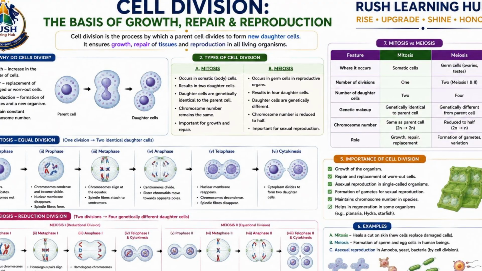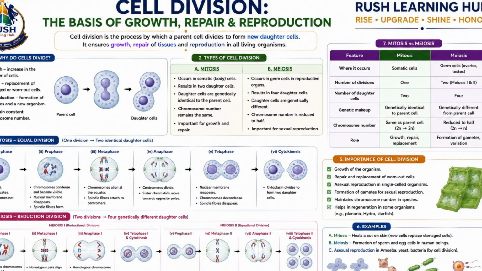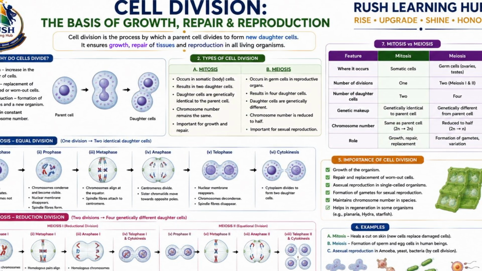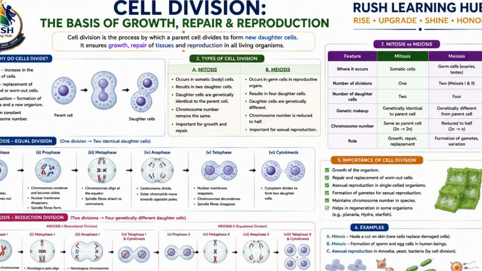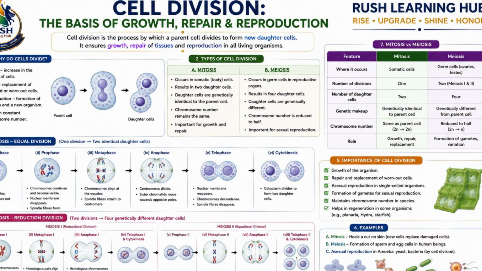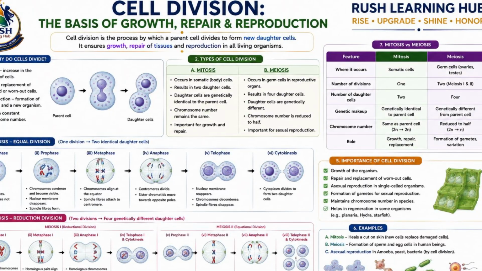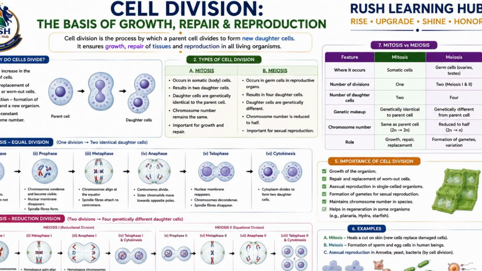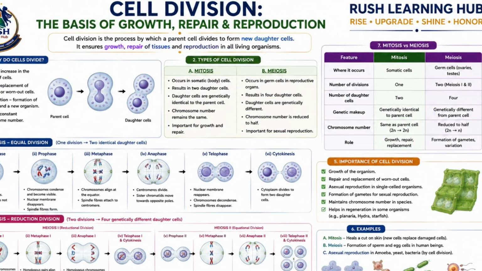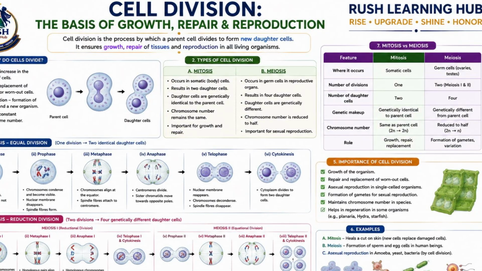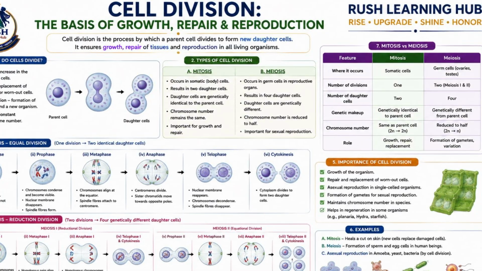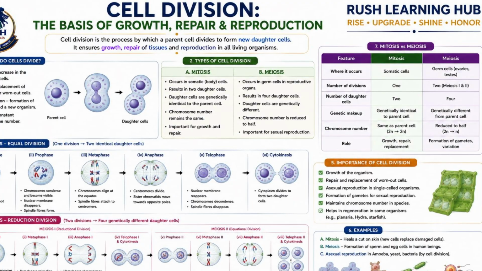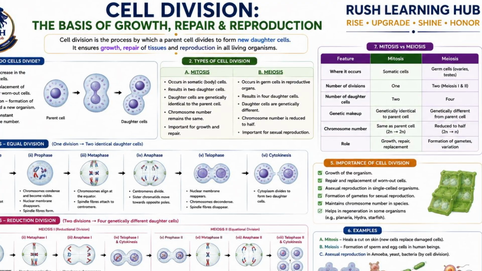Students, let us quickly revise the important exam points. Cell division is the process by which a parent cell produces new daughter cells. Mitosis is equational division and produces two genetically identical daughter cells. Meiosis is reduction division and produces four genetically different daughter cells. Mitosis is responsible for growth and repair. Meiosis is responsible for gamete formation and genetic variation.